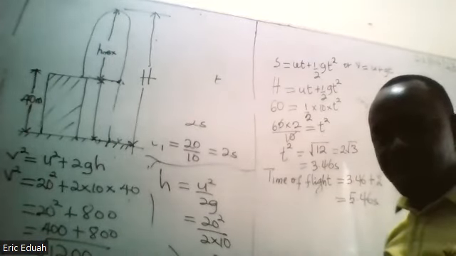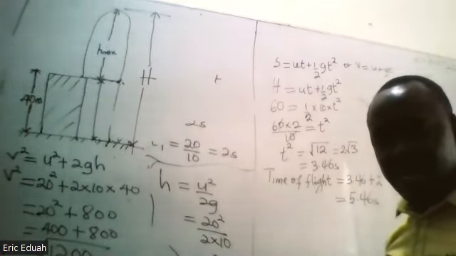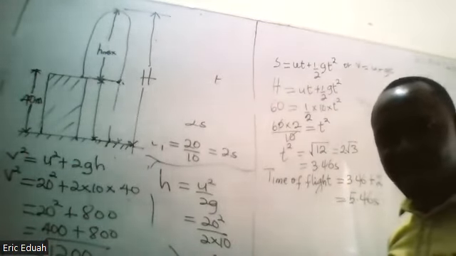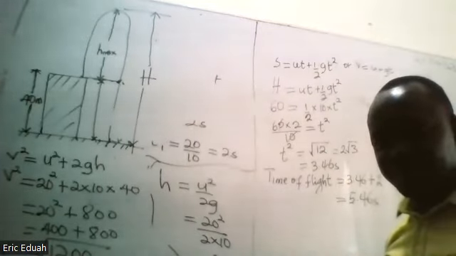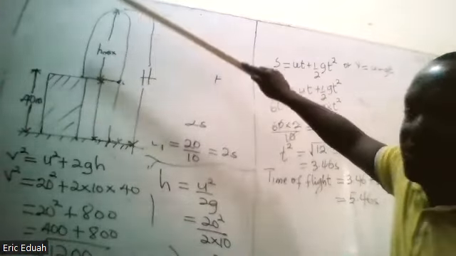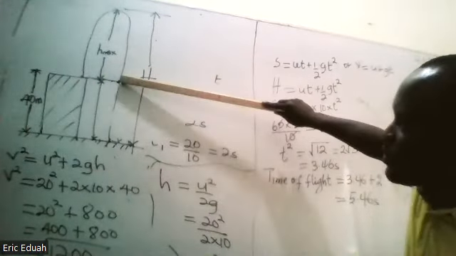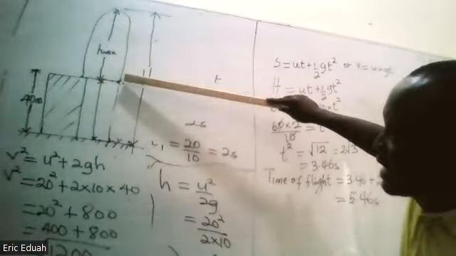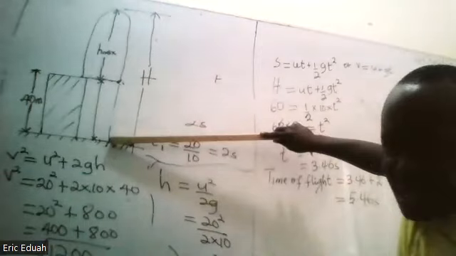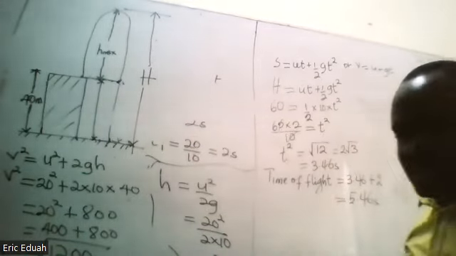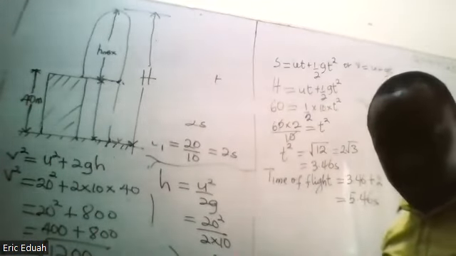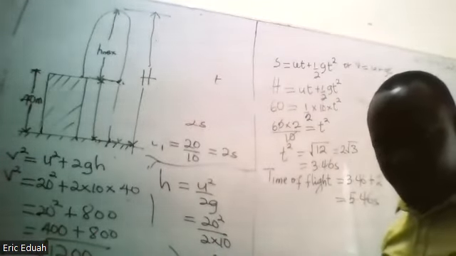Are you okay? Yes, please. So if you take 4 seconds to move from here to this part and then back to the same level, if I'm able to determine the time from here to this point, I just add that to 4 seconds. And it should give me the same answer as 5.46. I hope you agree with me.